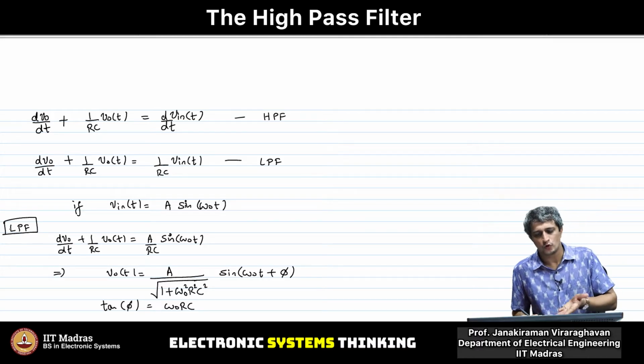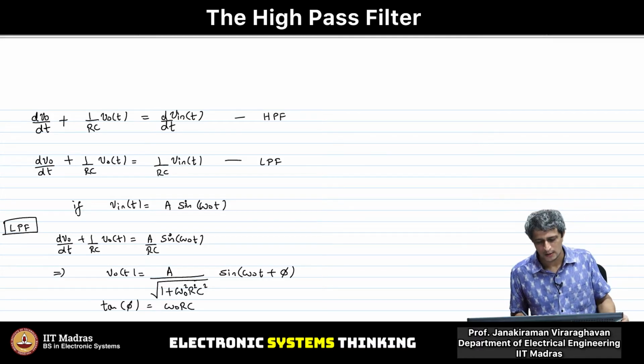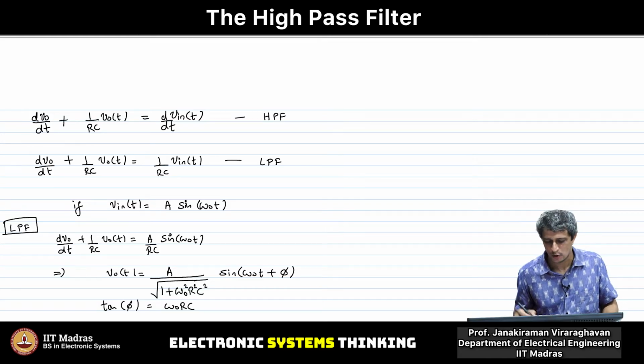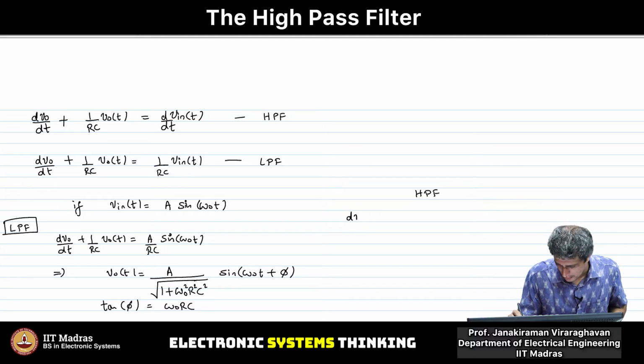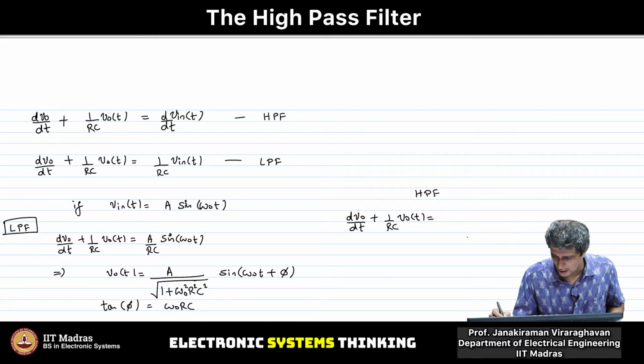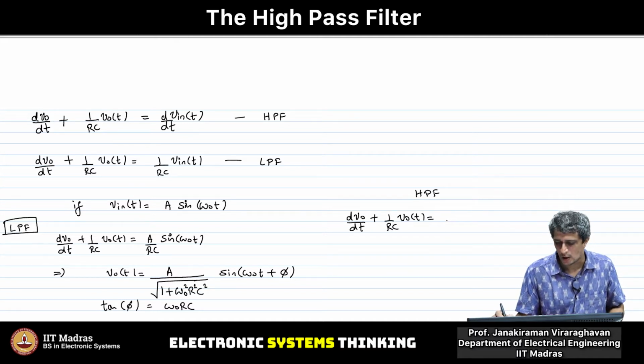Now if you take the same equation for the input of A sine omega naught t, for my high pass filter, what would I get? I would get dV naught by dt plus 1 by RC V naught of t equals d by dt of sine omega naught t.